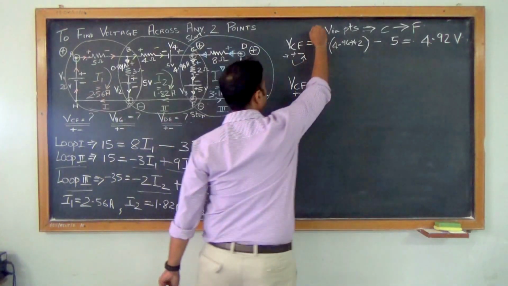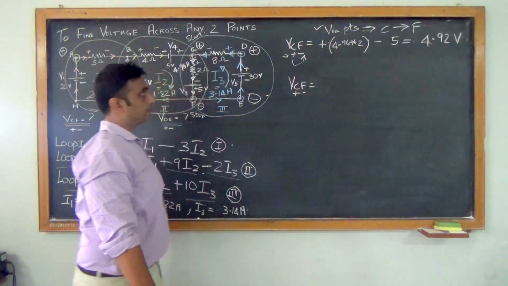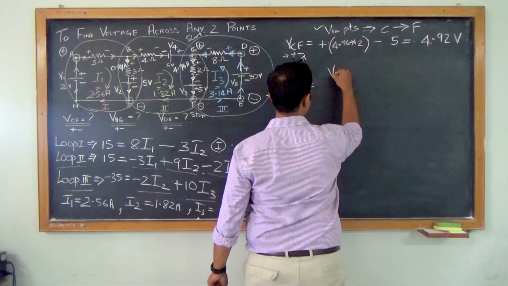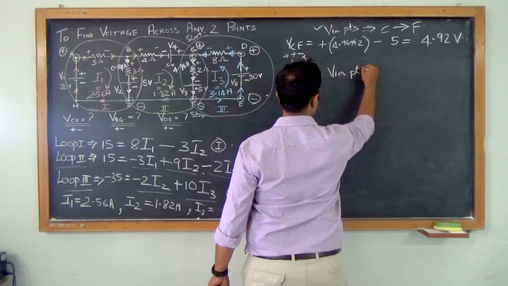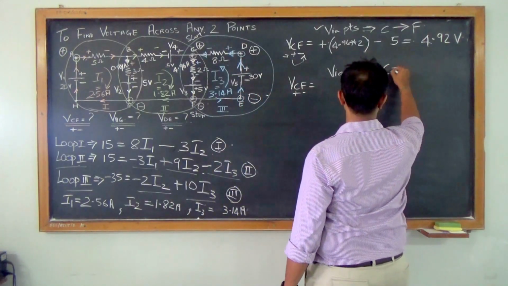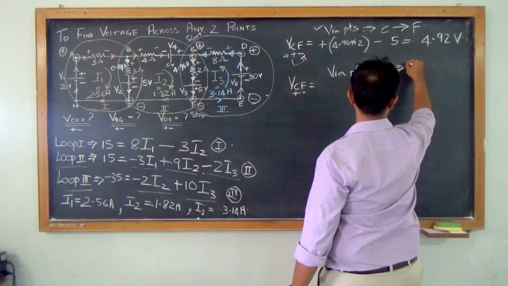So for the first, we went via points C to F, wherein we got the value. Now we will go via points C to D.